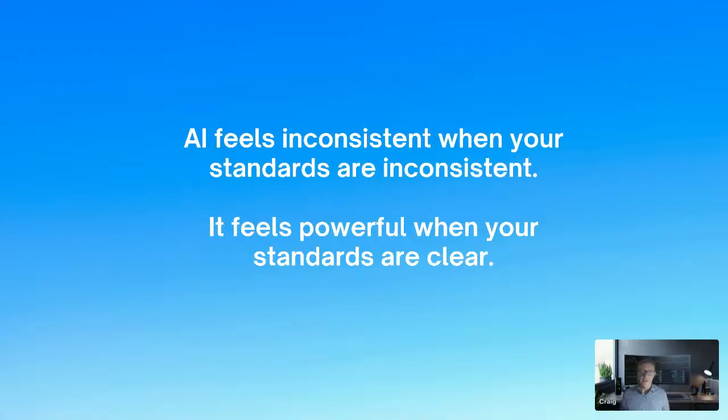So if AI feels inconsistent when your standards are inconsistent, it feels powerful when your standards are clear. If you're getting inconsistency because you're inconsistent on this side, then you're going to get power when you start to become powerful with your standards. Decision rules are not complicated. They are just non-negotiable priorities that your business operates on. And once you define them, AI stops guessing, which means your business will stop drifting. And that's important.